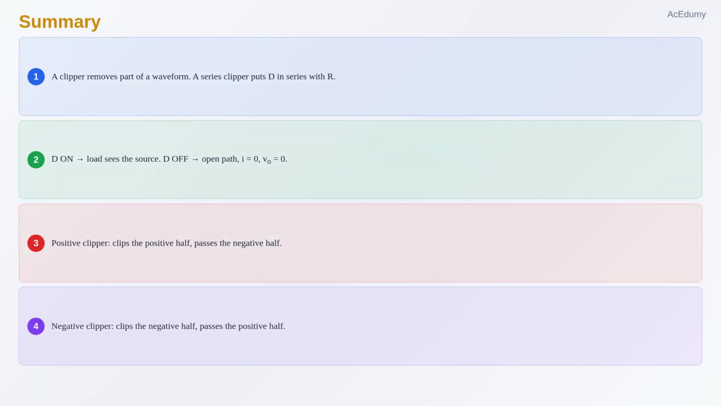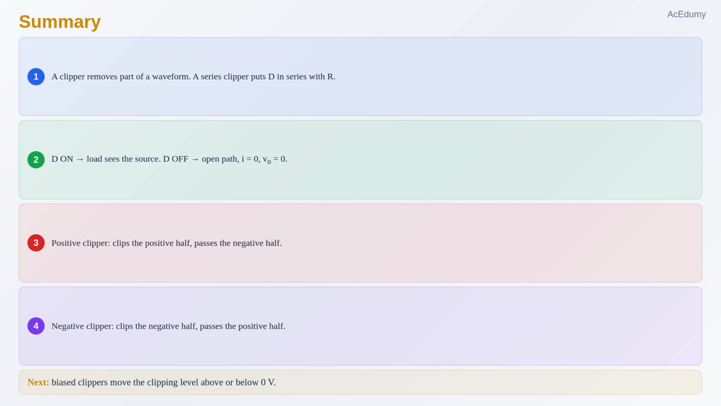Let us recap. A clipper removes part of a waveform. A series clipper puts the diode in series with the load resistor. If the diode is on, the load sees the source and the selected half-cycle passes. If the diode is off, the path is open, current is 0, and the output across the resistor is 0. The positive series clipper clips the positive half and passes the negative half. The negative series clipper clips the negative half and passes the positive half. These are simple clippers because the clipping level is 0 volts.